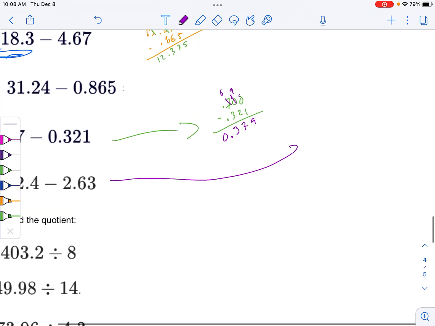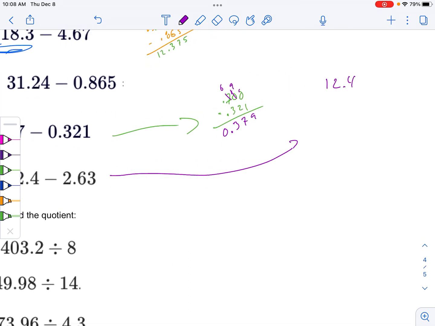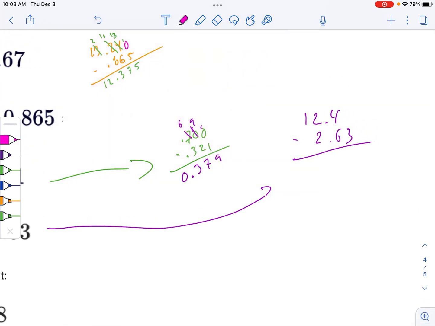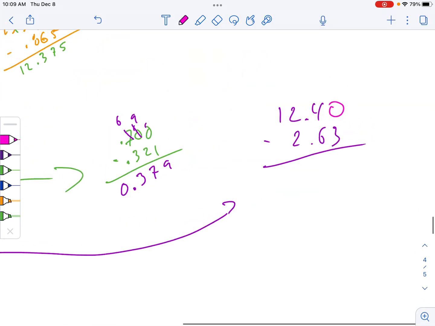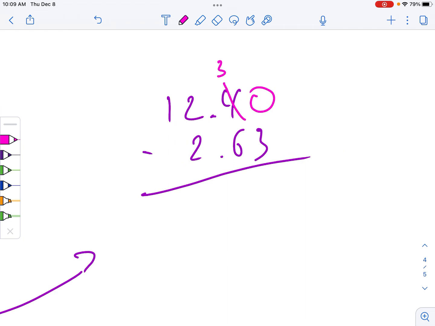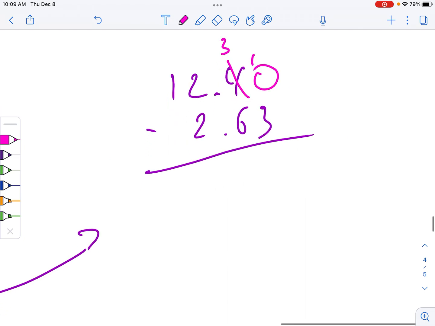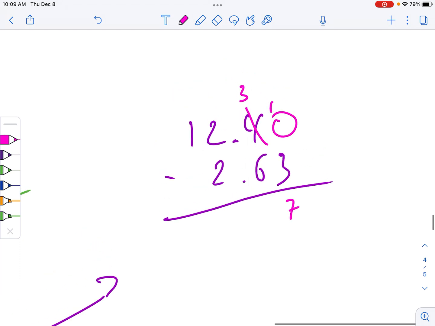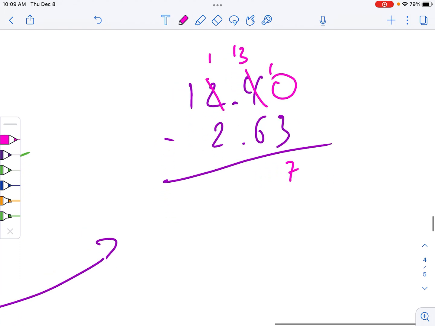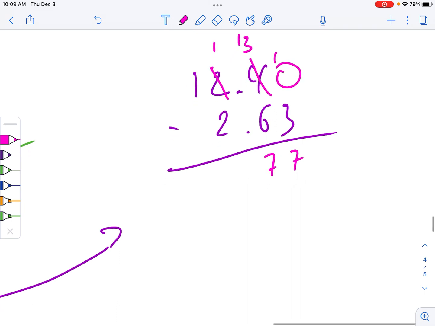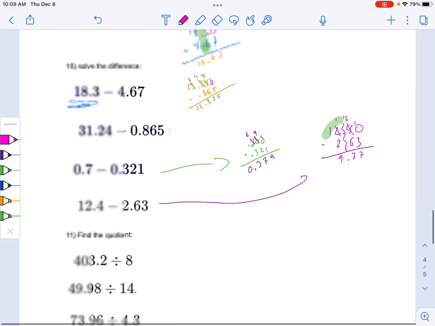All right, I'm going to go over here. 12.4 minus 2.63. Get the 0 placeholder. Got to do a little borrowing, so 4 becomes a 3, the 10. 10 minus 3 is 7. 3 is not enough. Got to borrow from the 2. 13 minus 6 is 7. For this guy, I'm just going to look at it as 11. 11 minus 2 is 9. Drop the decimal down. That's nice and reasonable.